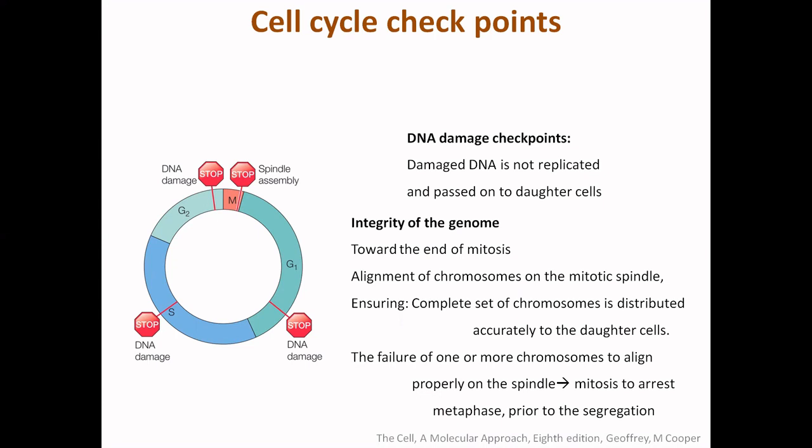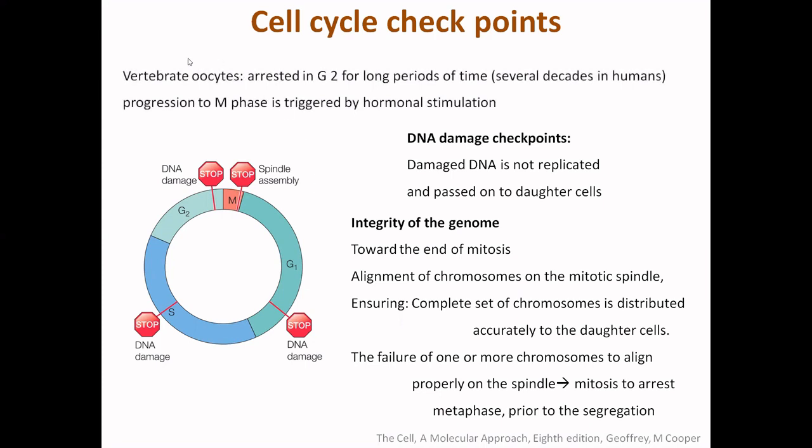So the cell arrests itself at the late or the end of the mitosis stage. It is known as the spindle assembly checkpoint. Next, one of the questions of the previous lecture is that there is a G2 arrest. In the vertebrate oocyte, this G2 arrest is found that lasts for several decades in the human.